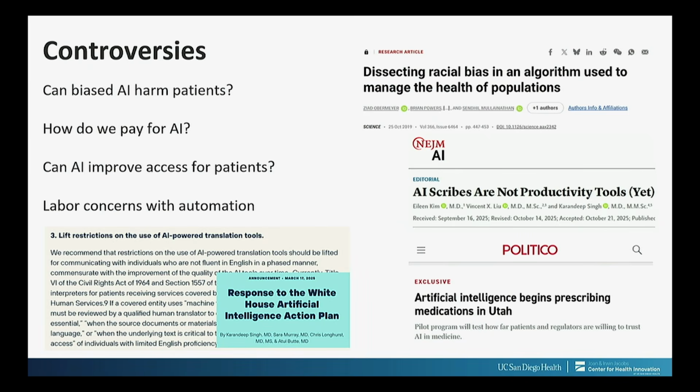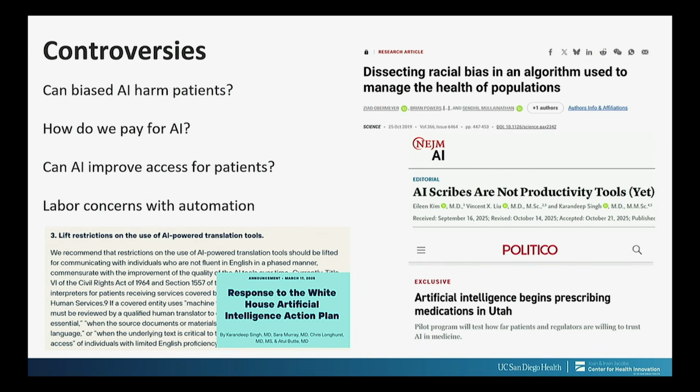So I think some of these we talked about, right? Can biased AI harm patients? That's a lot of the questions that were raised by Ziad Obermeyer's paper. And I think the answer is, unabashedly yes, it can. And so I think we have to think about in our governance process, how do we measure this? How do we make this risk understandable? And how do we then put it in holistic context against the current state of affairs?